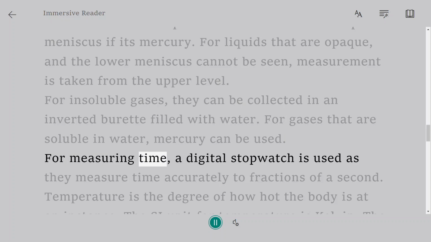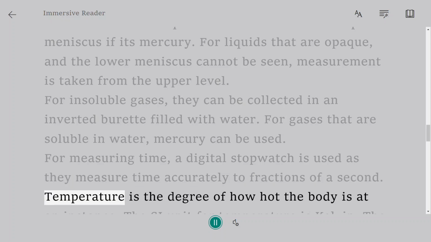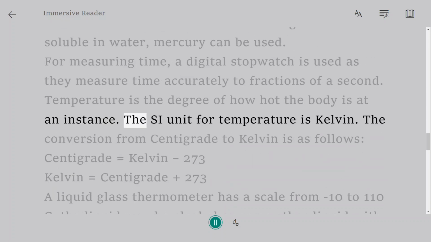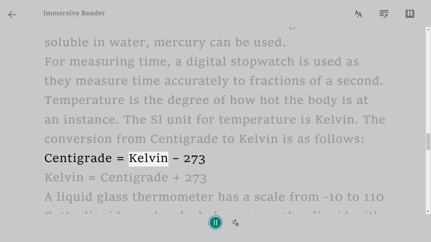For measuring time, a digital stopwatch is used as it measures time accurately to fractions of a second. Temperature is the degree of how hot a body is at an instant. The SI unit for temperature is Kelvin. The conversion from centigrade to Kelvin is as follows. Centigrade equals Kelvin minus 273. Kelvin equals centigrade plus 273.